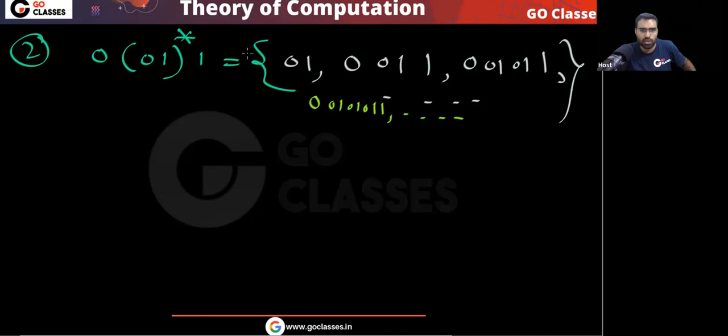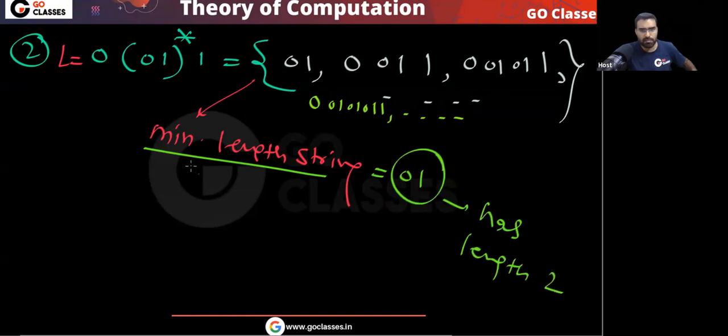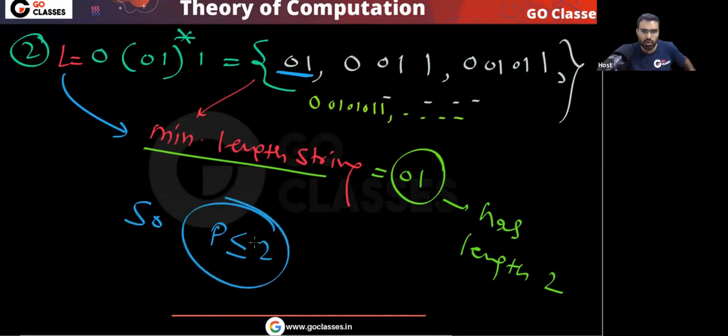Now you tell me, in this language, what is the minimum length string? That is your 01. This minimum length string has length 2. So can I say p equal to 2 cannot work? The minimum length string in this language is this, and it has length 2. So I can say p less than or equal to 2 cannot work.